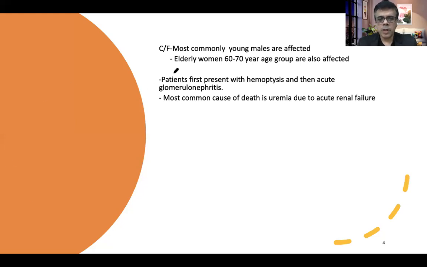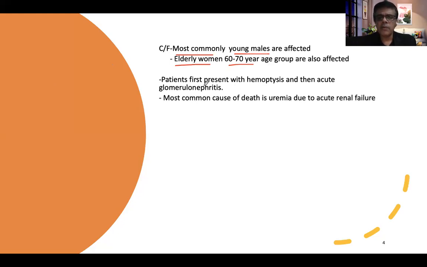So, the Goodpasture syndrome or Goodpasture disease most commonly involves young males, usually in teens, that is around 20 years of age, and another age group is elderly women of 60 to 70 years of age group that is more commonly affected. But overall, males are much more commonly affected compared to that of females.